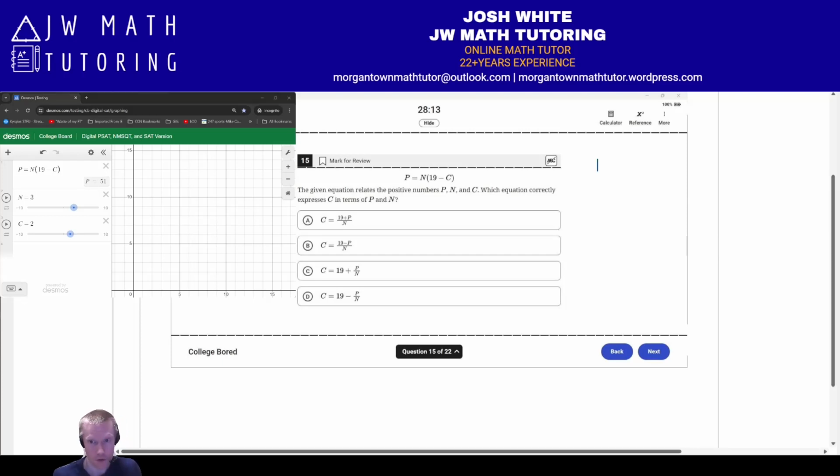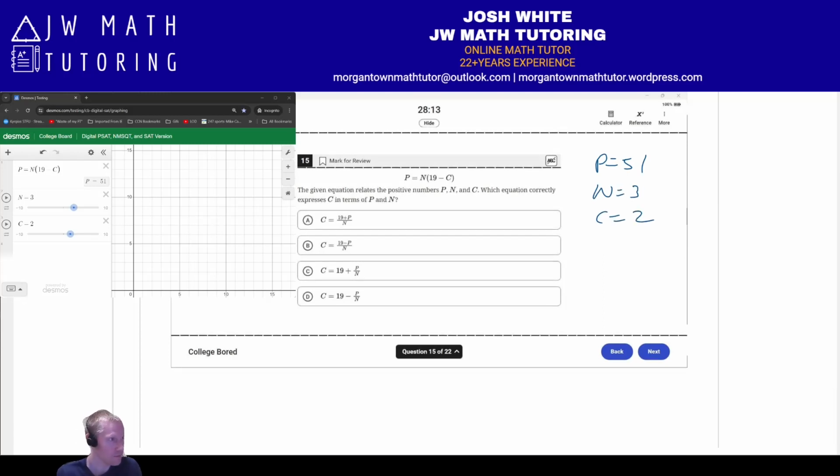All right, so those are basically the numbers I picked. P is 51, n is 3, c is equal to 2. All right, now what I'm going to do is go through the answer choices, plugging in p and n, and seeing which of those values gives me a c value equal to 2. So first, let me just clear this off. First answer choice.